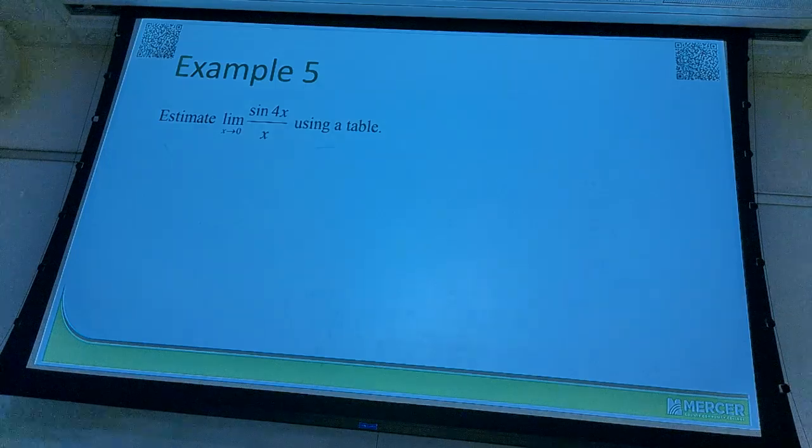Yay, trig. Simple trig, though. I think for this one, I'm going to use the calculator for a specific reason.